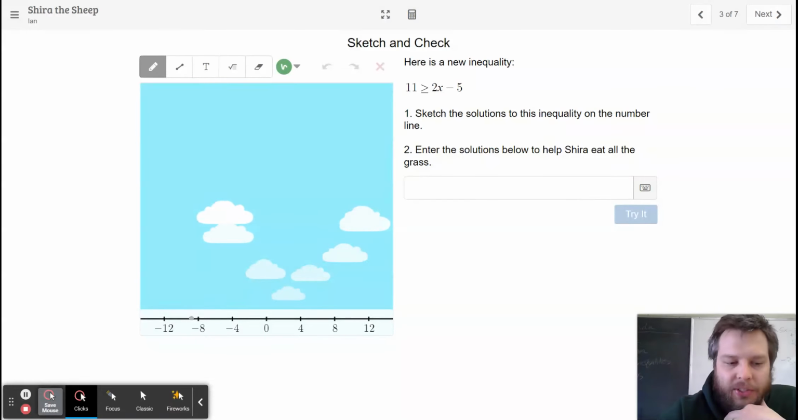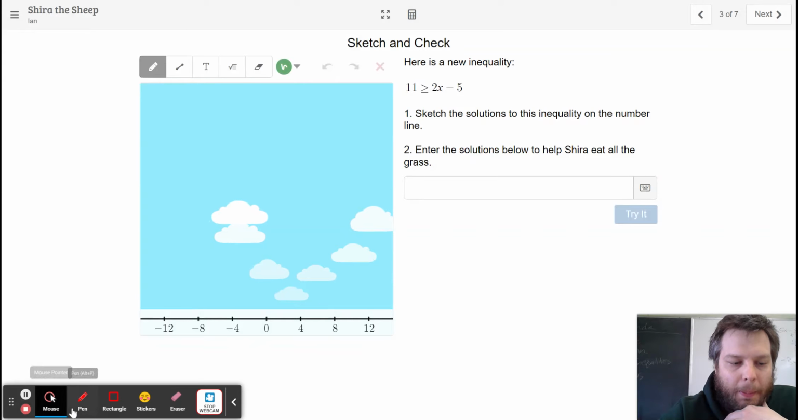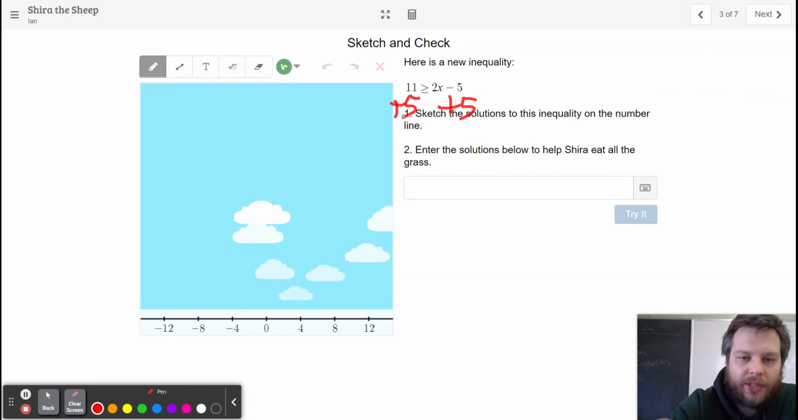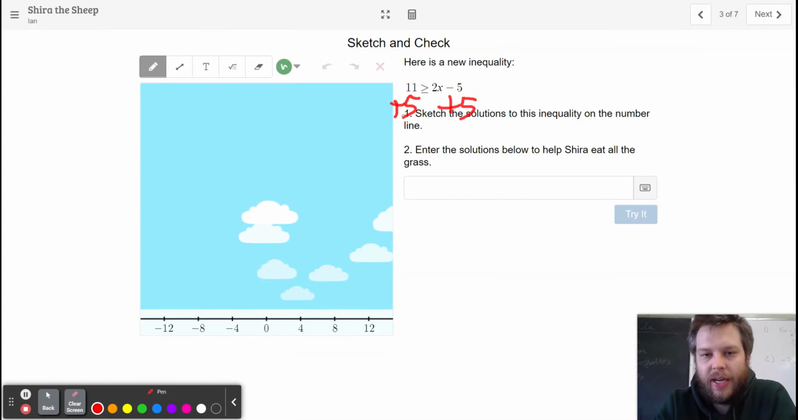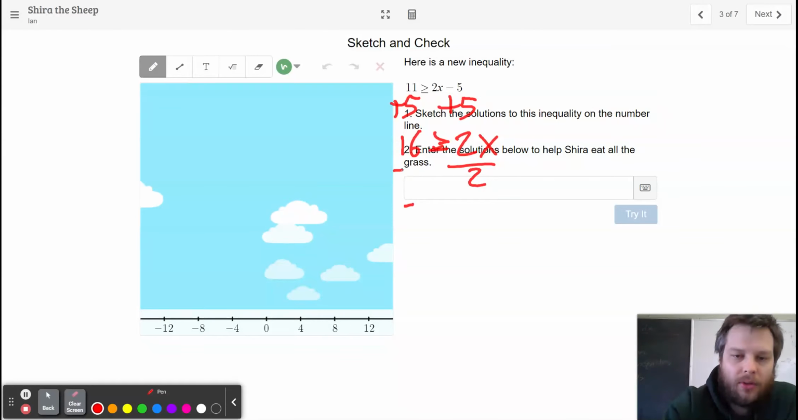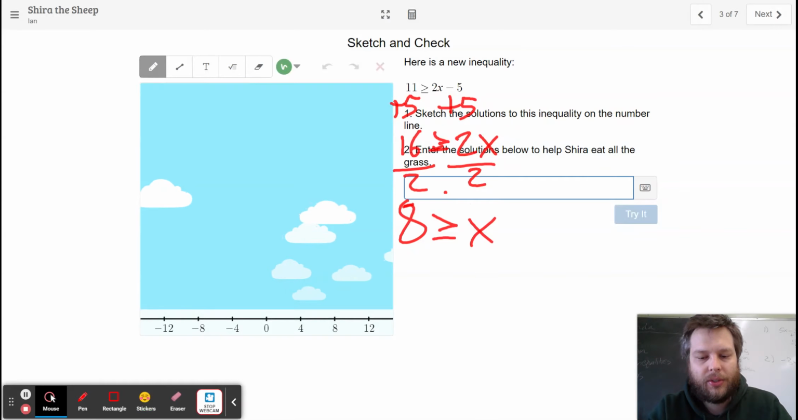Now we have some slightly more complicated problems where we end up with a couple steps of algebra that we could do. What we can do, just like we've solved hundreds of equations, is do the opposite to both sides. Opposite of minus 5 is plus 5, so we have 16 is greater than or equal to 2x, and we divide by 2 to get 8 is greater than or equal to x.